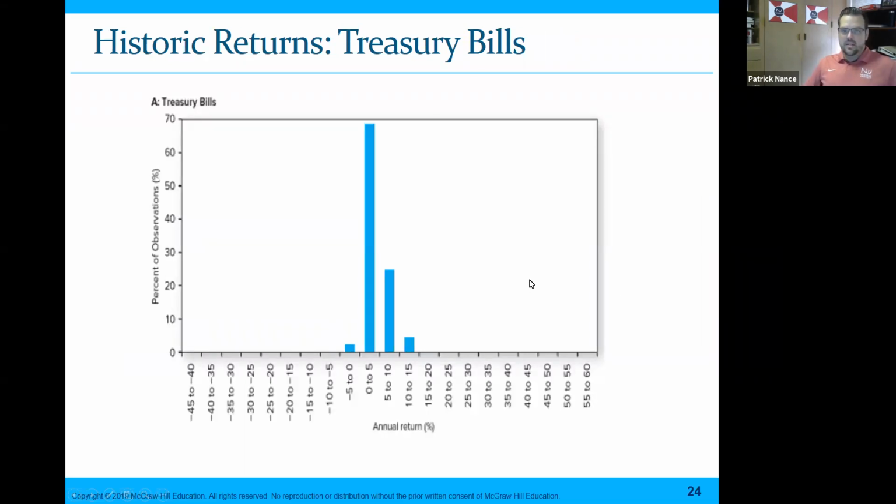This is just a chart showing the historical records and returns on T-bills. Notice that it's almost always 0 to 5 most of the time. There's been a few times when it's been 5 to 10, very few times it's been 5 to 15, and even fewer times it's been 0 to -5.